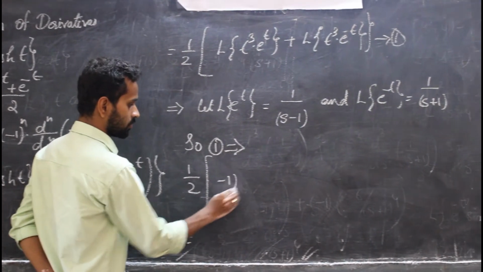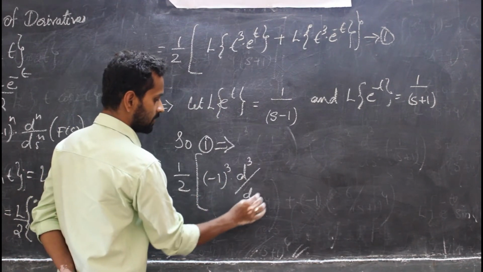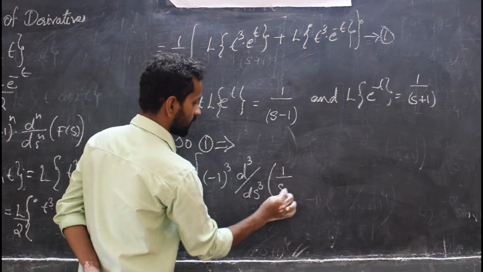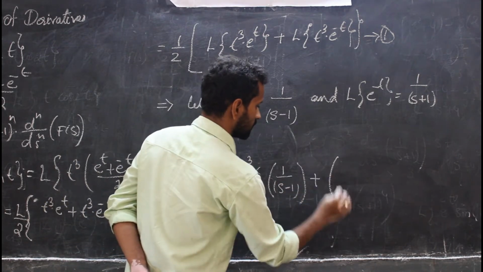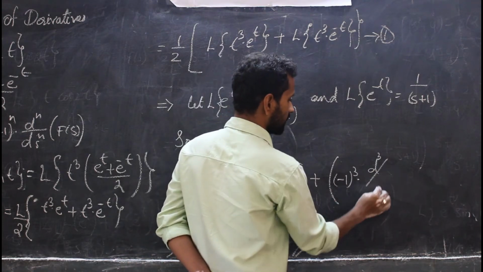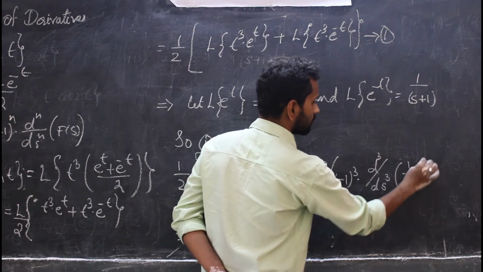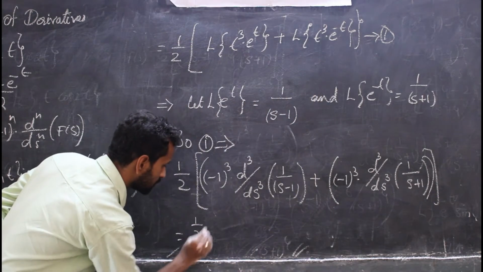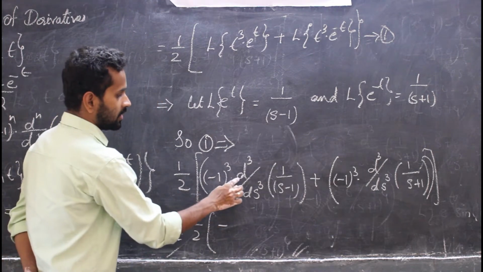This becomes minus 1 whole to the power of n. n means what? 3, into d cubed by ds cubed into f of s, which is what? 1 by s minus 1. Plus the bracket minus 1, similarly whole cubed, into d cubed divided by ds cubed into f of s, which is what? 1 by s plus 1. Is it clear? So now 1 by 2 into minus 1 whole cubed means minus d cubed divided by ds cubed.